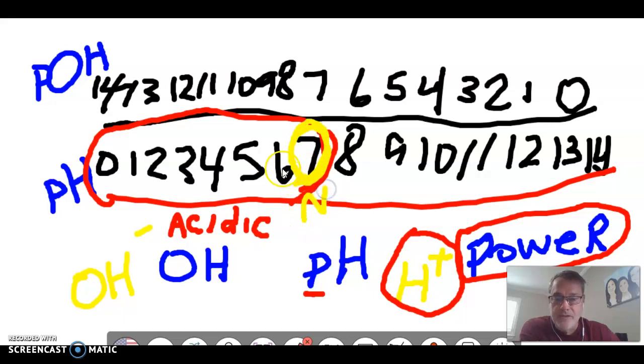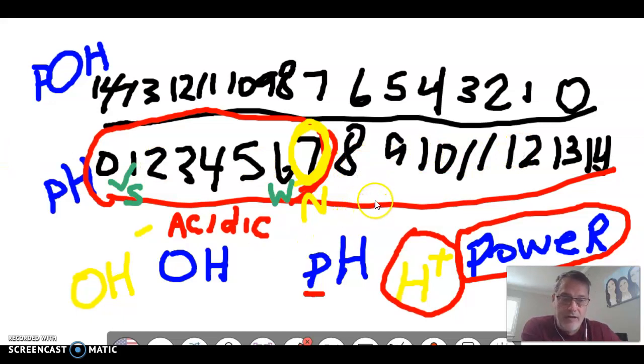And 6 is a weak acid, 5, 4, 3, 2, 1. And then we get down to this area, which is strong. These are very strong acids: 0, 1, 2. 6 is a weak acid.